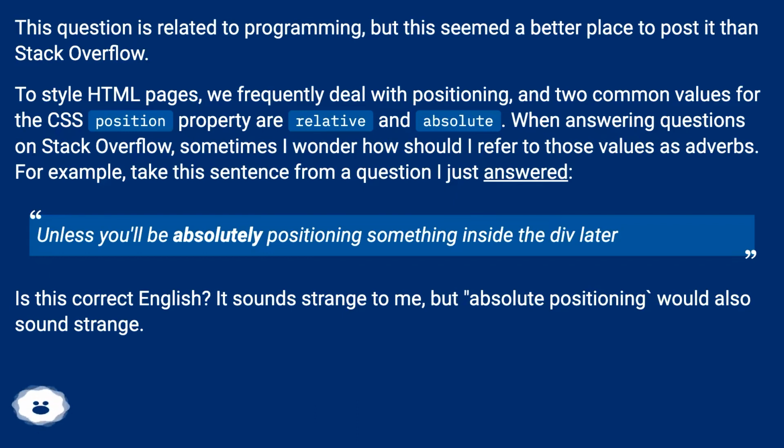Unless you'll be absolutely positioning something inside the div later. Is this correct English? It sounds strange to me, but absolute positioning would also sound strange.